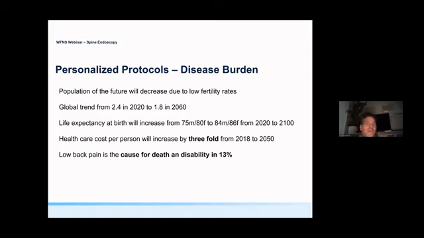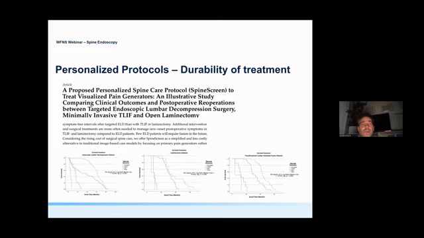And low back pain is already the cause for death and disability in 13% of the world population, according to the disease burden report, and this will increase. So for the future, we need protocols, and we need good data where we can state which kind of patient can profit from a surgery, first of all, and what can then later on be expected.